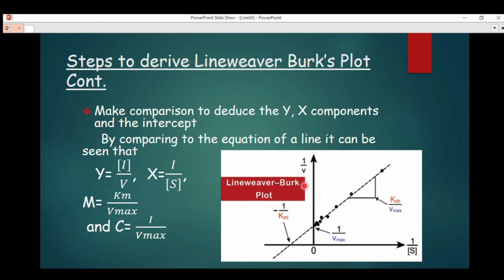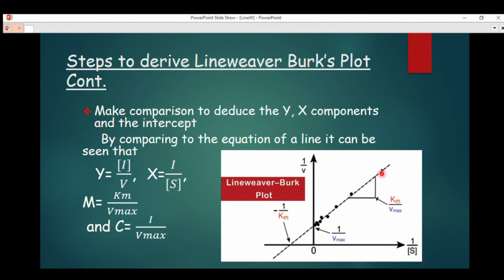So this is a graph showing the Lineweaver-Burk plot, showing the y coordinate, the x coordinate, and the straight line showing the gradient, and also having the intercept over here. Let's go through the graph. We have the y component to be 1 over V, 1 over the velocity, and the x component to be 1 over the substrate concentration.